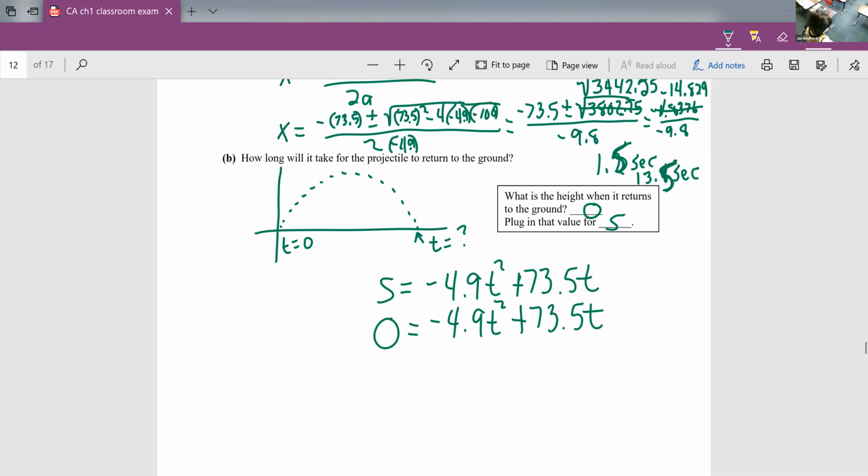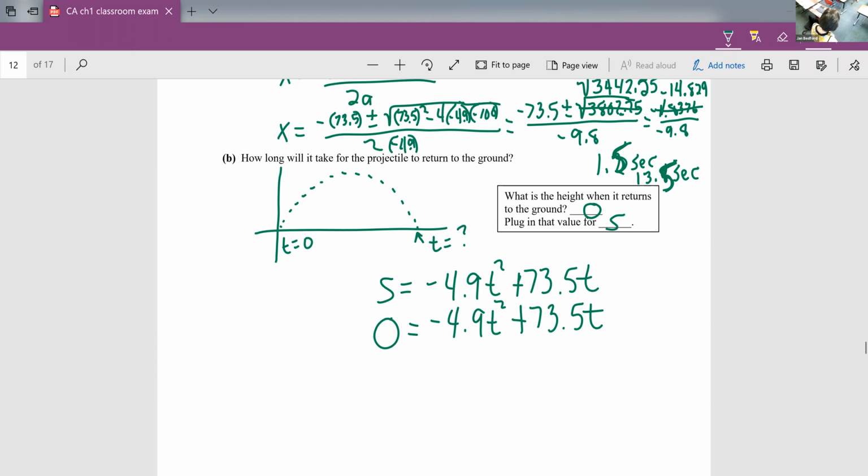Now, do you have any idea what we can do to solve this one? It says 0 equals -4.9 t squared plus 73.5 t. What might be a good plan? We can always use the quadratic formula, and if you want to use it, you can. This is sort of like the one we did at the end of class last time, where we had the Pythagorean theorem question. And remember, our C became 0. Our C is 0 here.